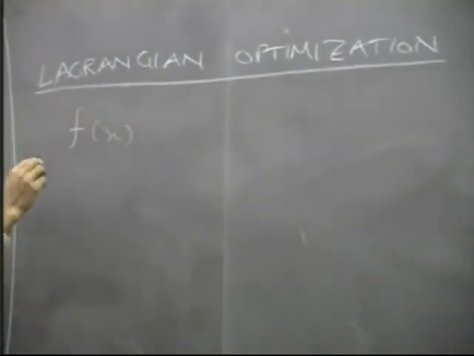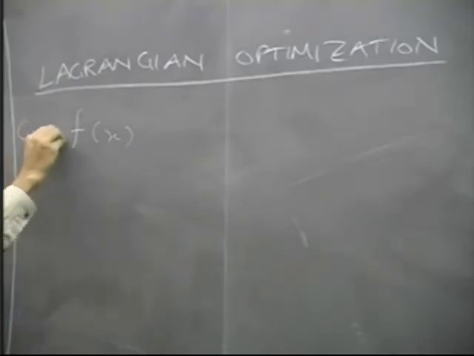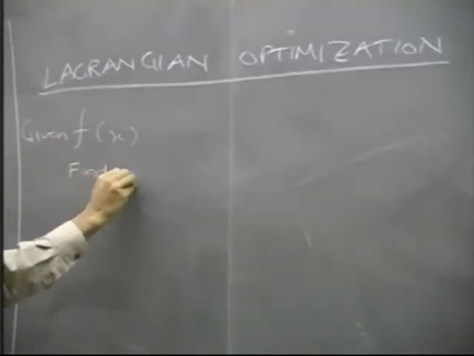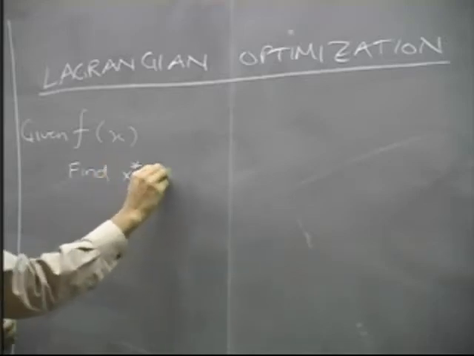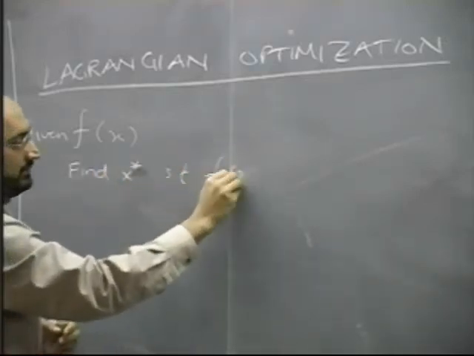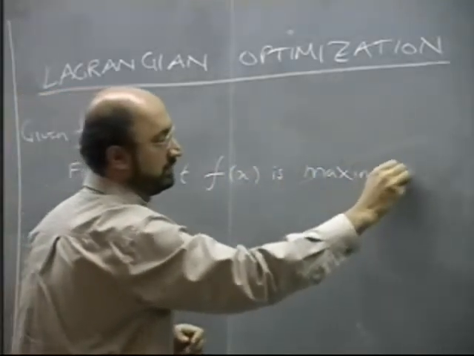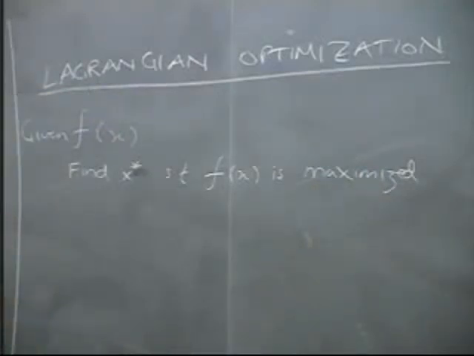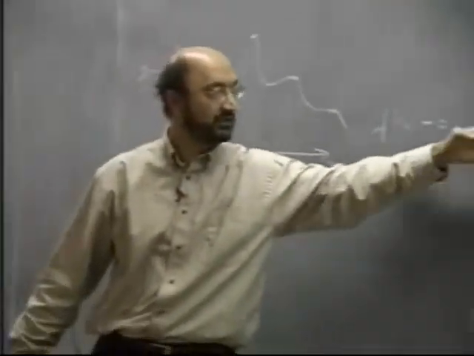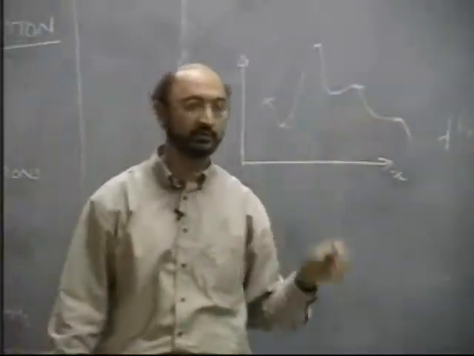So given f(x), find x star such that f(x) is maximized. Now, if that was all that we had to do, we would just use Fermat's theorem, assuming that f is twice differentiable and continuous, right? We need those two things, so f is mathematically nice. If it's twice differentiable and continuous over the domain, then finding this is easy. We just plug and chug.